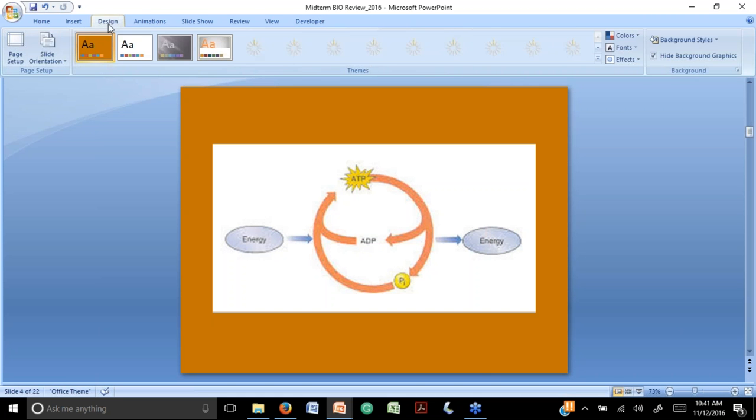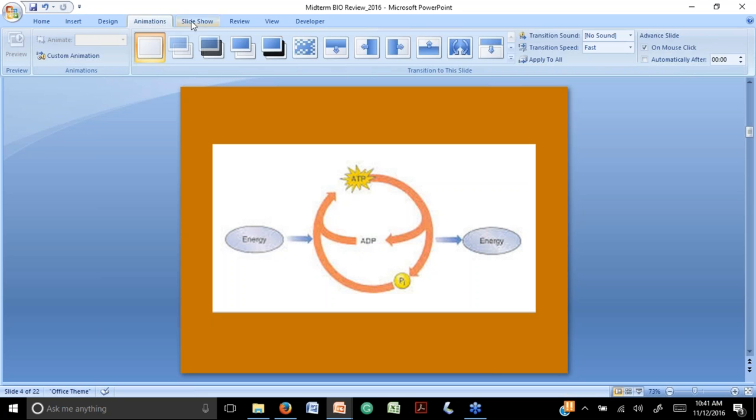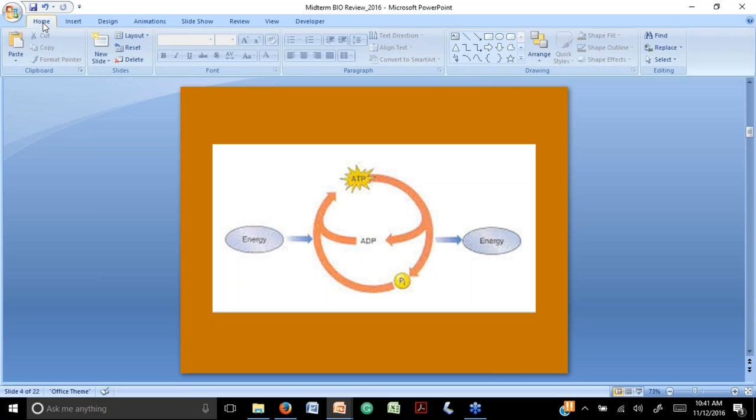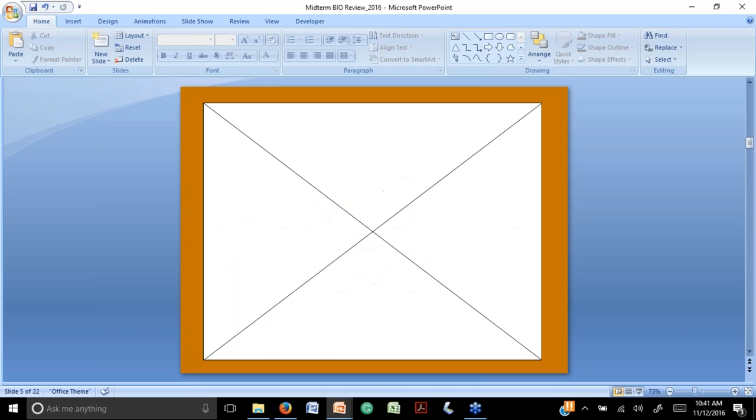Okay, they release the energy. And they need another phosphate to be reincorporated in order to reconfigure the ATP. So ATP releases the phosphate, and what is left is the ADP. The ADP then uses energy to reincorporate a phosphate into the ATP. We are going to see a video about the heart today.